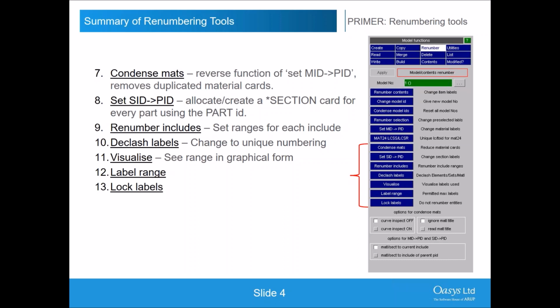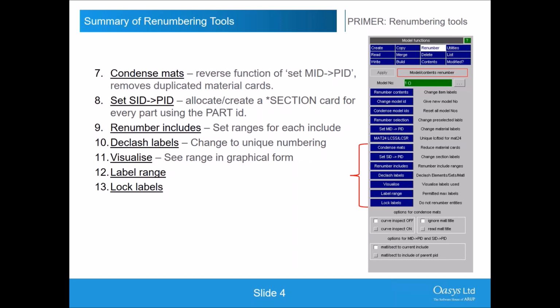So again, like I said before, this is useful if you've got a big master keyword file with many different includes, and you can keep that so that you don't have clashing labels if multiple people are working on different parts, and when you merge it back into the master.